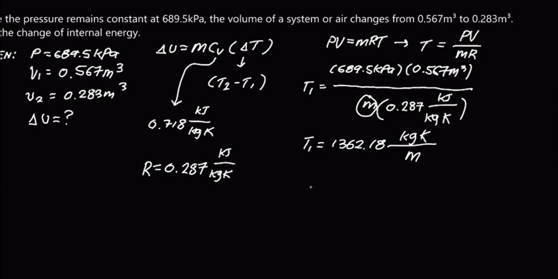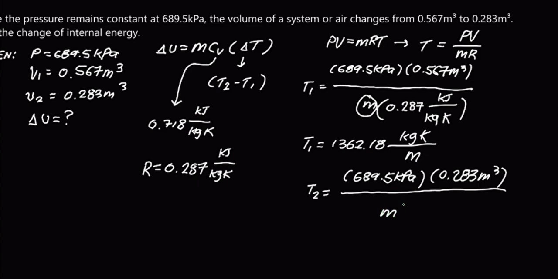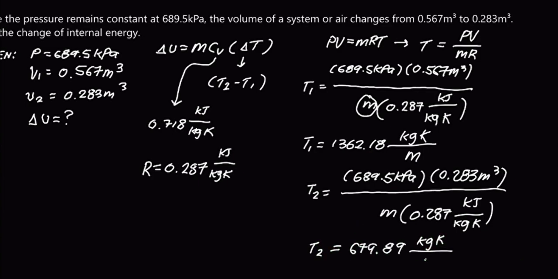We just repeat the same steps for T2, but we now use values corresponding to condition 2. So we still have a pressure value of 689.5, but we now have a value for V2 of 0.283 cubic meter all over m, which is still unknown, and of course R of 0.287 kilojoule per kilogram Kelvin. Typing this in the calculator will give us a value of 679.89 kilogram Kelvin per meter.